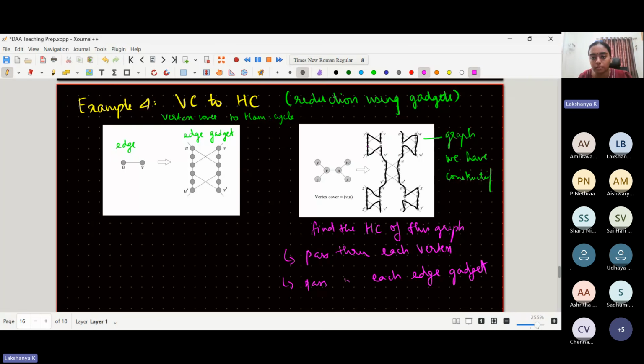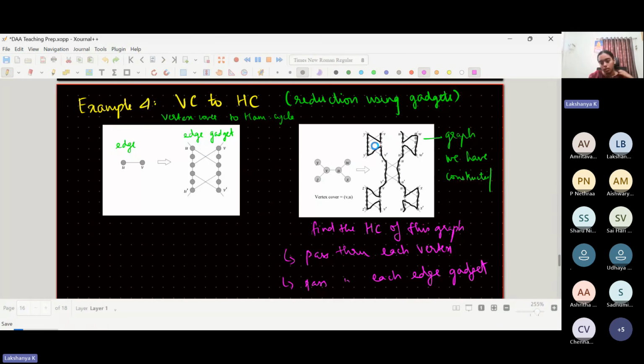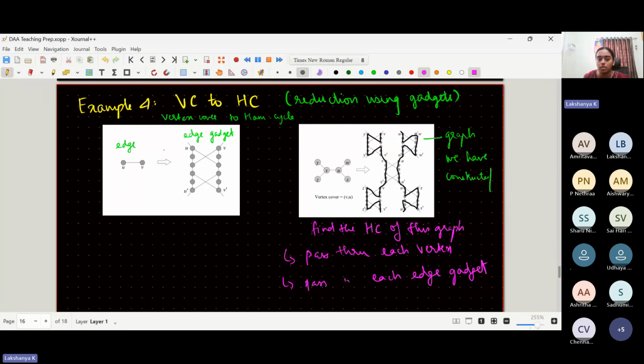This vertex is part of the VY edge gadget. This one is part of the UV edge gadget. This one is the UW edge gadget and so on. So every vertex is part of some edge gadget. If I'm passing through every vertex, I am obviously passing through every edge gadget, meaning I am considering every edge, because every edge gadget corresponds to every edge. Now, what I want to do in vertex cover, for every edge I consider, I have to pick at least one of the endpoints. So let me do just that.